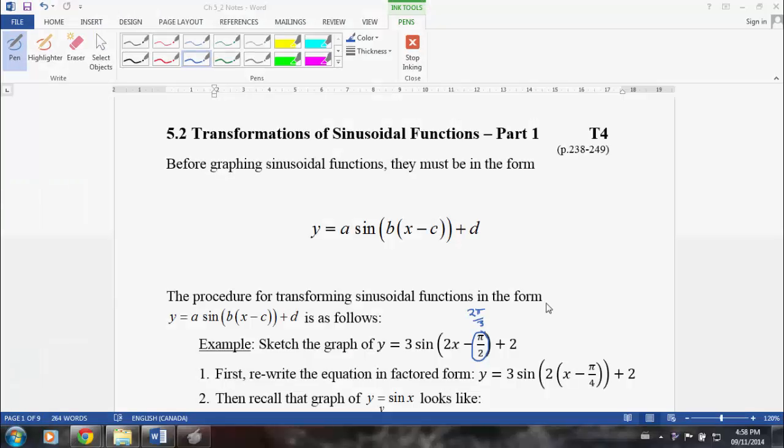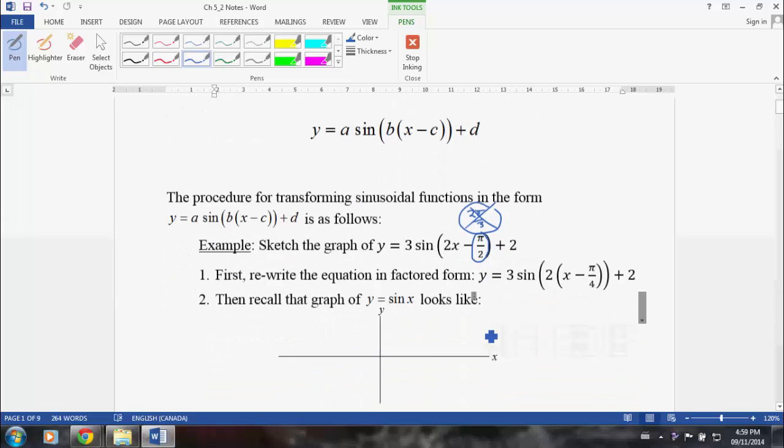Right, so let's get started with this question, and you'll notice first of all I changed a little bit from your worksheet. Instead of having 2 pi over 3, I'm going to change it into a pi over 2. It's just that the fractions work out a little bit more friendly this way. So the first step, if you are given the question, sketch the graph y equals 3 times the sine of 2x minus pi over 2, plus 2, we need to factor it, because although it looks like it's in this form, it's not quite.